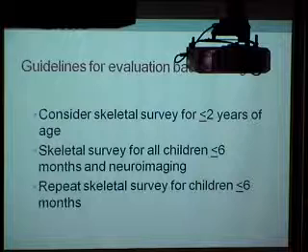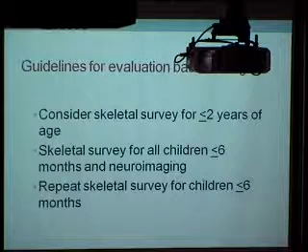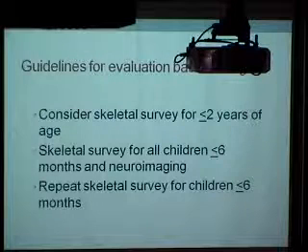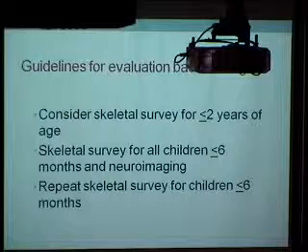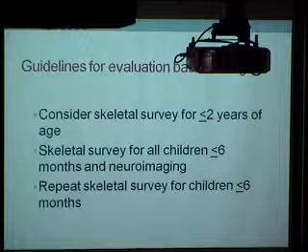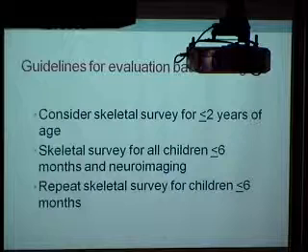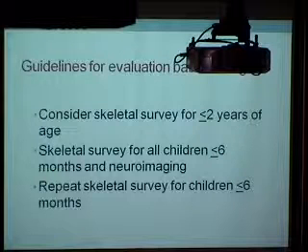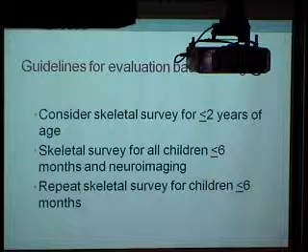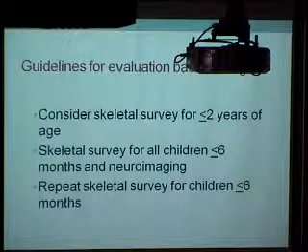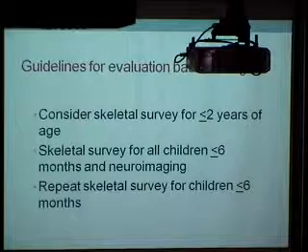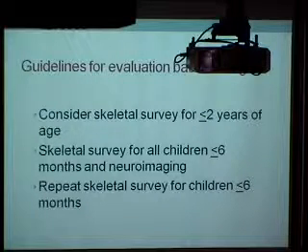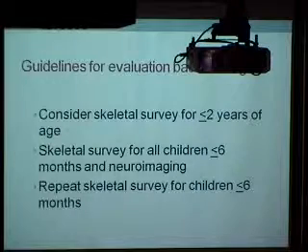So how do we make ourselves better? These are the guidelines that were actually used in the sibling study. They went through a very detailed diagram, but in summary, they said that all kids less than 2 years of age should be considered for a skeletal survey if you don't know what's going on. They did obtain a skeletal survey for all kids that were 6 months of age or less and some type of neuroimaging, either head CT or MRI. And then they repeated the skeletal survey for all kids less than or equal to 6 months of age 2 weeks after the initial one. So that's what they did in the sibling study.